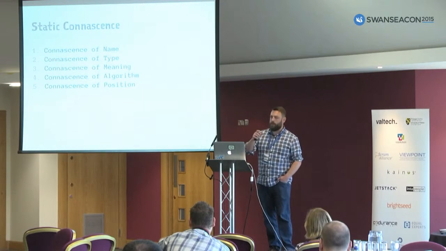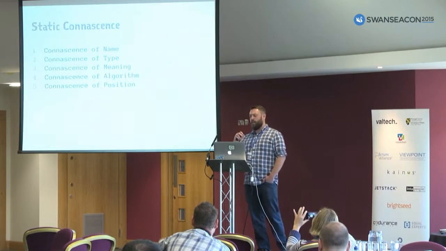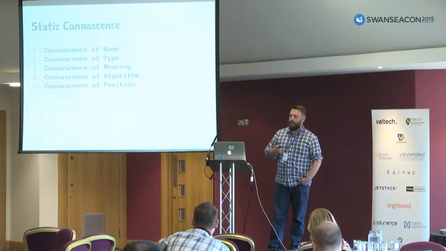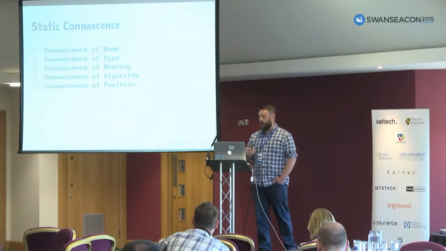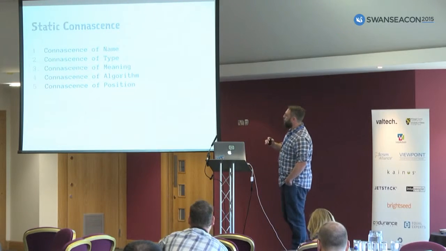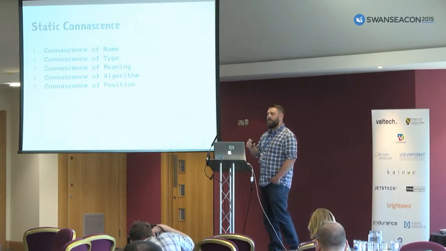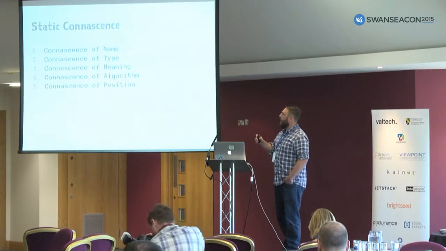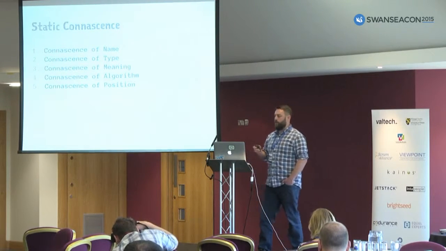So connascence of name is about two components must agree on the name of something. Type, components must agree on the type of something. Meaning, components must agree on the interpretation of a value. Algorithm, components must agree on a particular algorithm. And then position, components must occur in a particular order. Now, these go up in seriousness. So the least serious type of connascence is connascence of name, and connascence of position is something much more actively to be avoided.